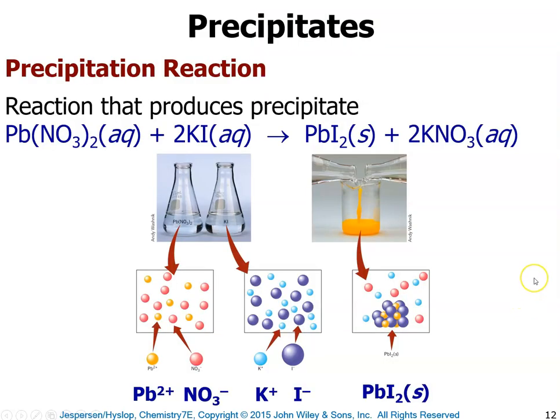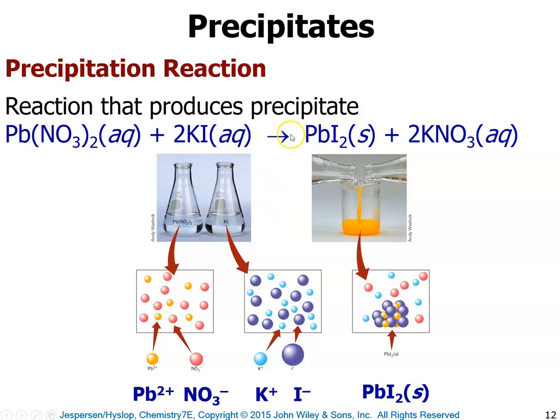So here's an example of a precipitation reaction where we have lead nitrate. This is aqueous, which means it's soluble currently in water. So this AQ is aqueous, it's Latin for water, plus 2 units of potassium iodide, and that is also aqueous. So these solutions here, lead nitrate and potassium iodide, you can see they are clear solutions, which means that they are homogeneous solutions where everything's solubilized.